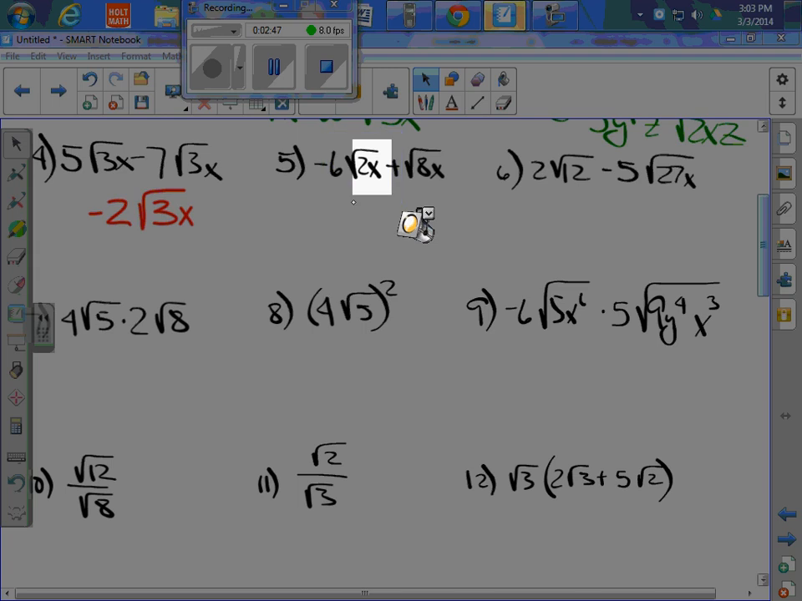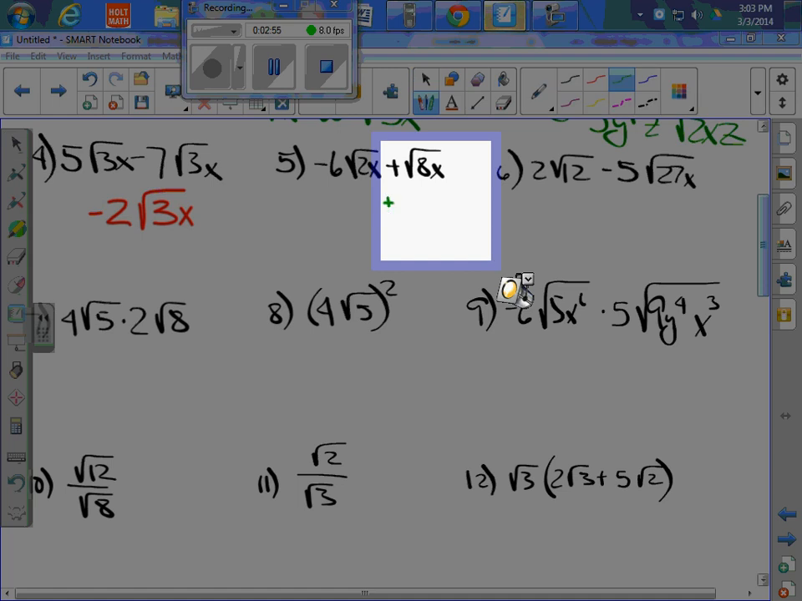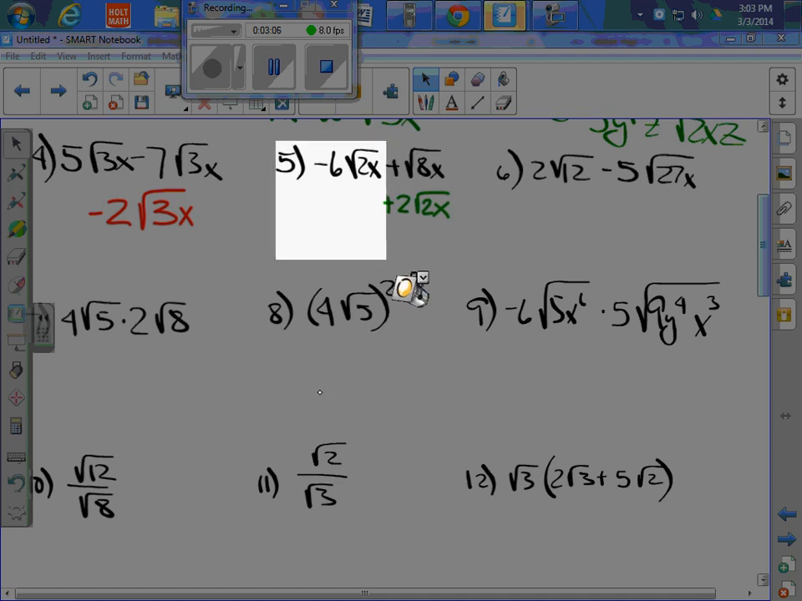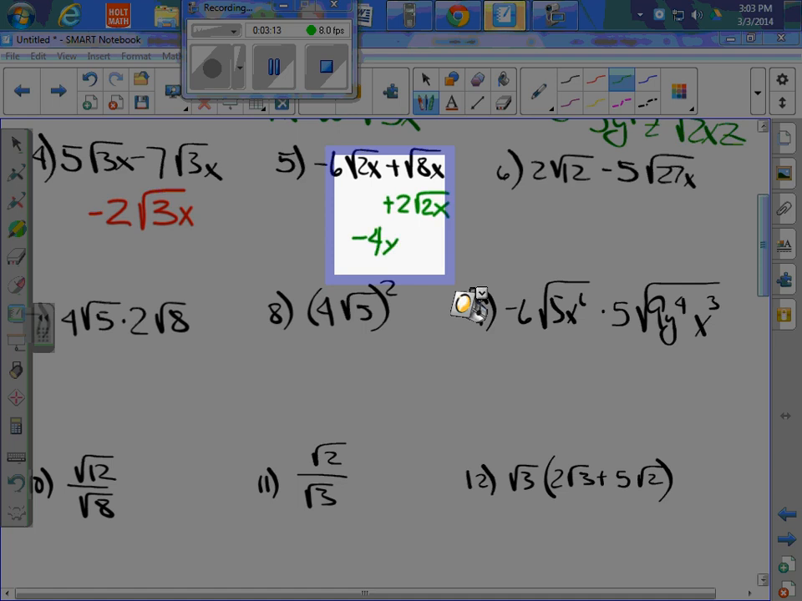Now, in number 5, can you simplify radical 2x? No. Can you simplify radical 8x? Well, yes, you can. What do you get? You're going to bring down that plus sign, and then radical 8x is 2 radical 2x. So now, do you have like terms? Yeah, well, you have negative 6 radical 2x plus 2 radical 2x is negative 4 radical 2x.